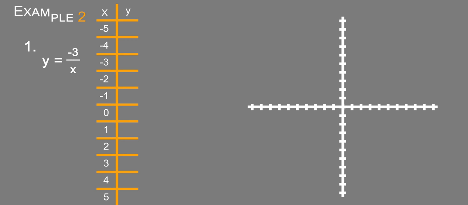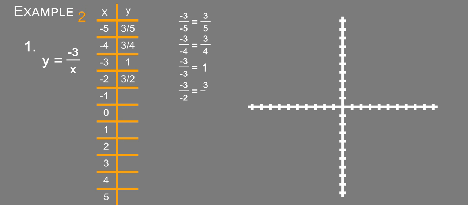When x equals negative 5, y equals negative 3 divided by negative 5, which equals 3/5, or 6/10. When x equals negative 4, it'd be negative 3 over negative 4, which equals 3/4. Negative 3 is negative 3 over negative 3, which equals 1. Negative 2 is negative 3 over negative 2, which equals 3/2. Negative 1 is negative 3 over negative 1, which equals 3.